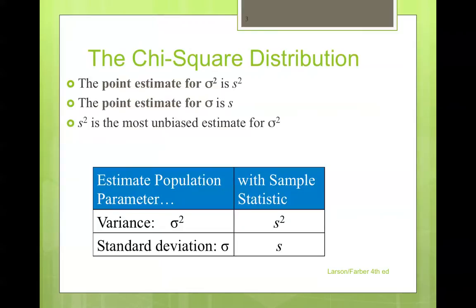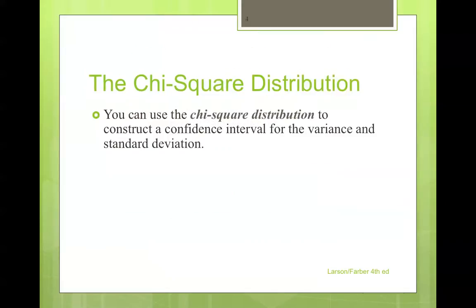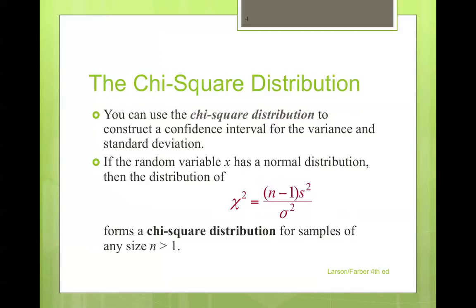So s squared is the most unbiased estimate for sigma squared. So the variance is sigma squared, the sample statistic is s squared, and the standard deviation is sigma with a sample statistic of s. So the chi-squared distribution. You can use the chi-squared distribution to construct a confidence interval for the variance and standard deviation. If the random variable x has a normal distribution, then the distribution of chi-squared equals n minus 1 times s squared divided by sigma squared. This forms a chi-squared distribution for samples of any size n greater than 1.